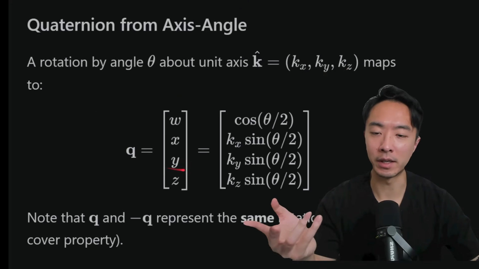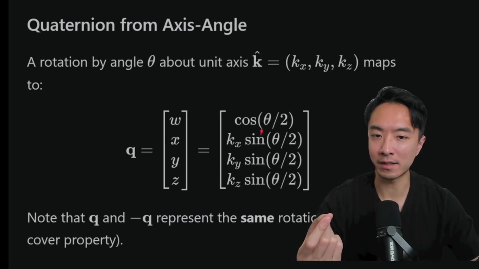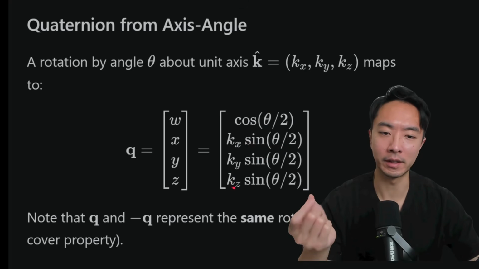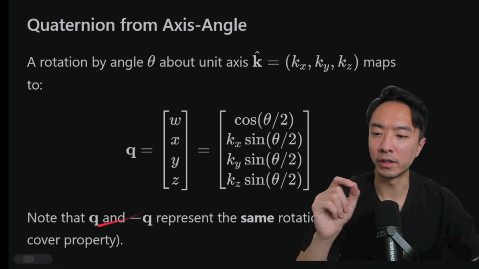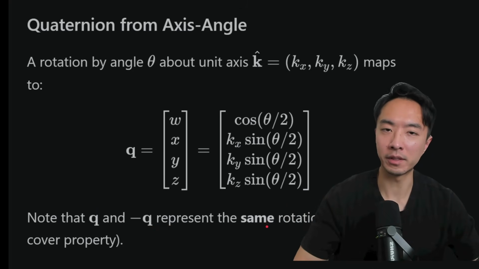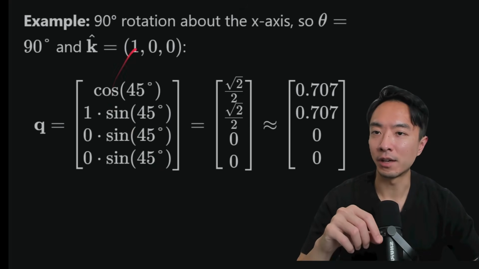So this is how we could write it. The same vector we described, if we want to write it in terms of axis angle, we have cosine of theta divided by 2, kx sine of theta divided by 2, ky, and kz. What you want to know is that Q and negative Q represent the same rotation, the double cover property. This is a special property that it has. And we also have an example here.